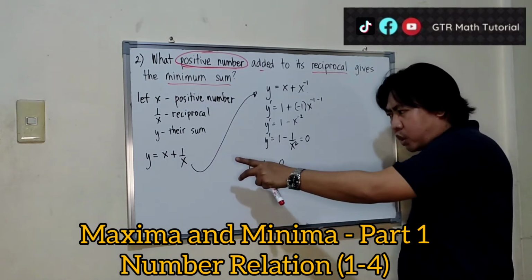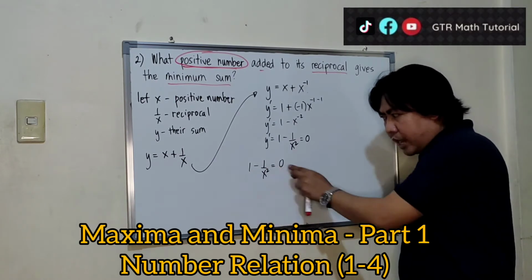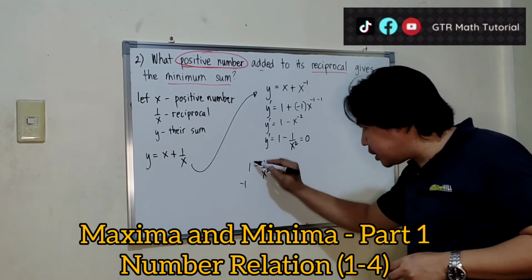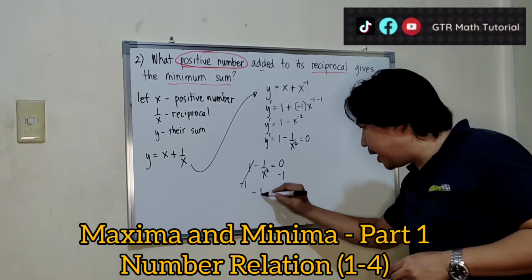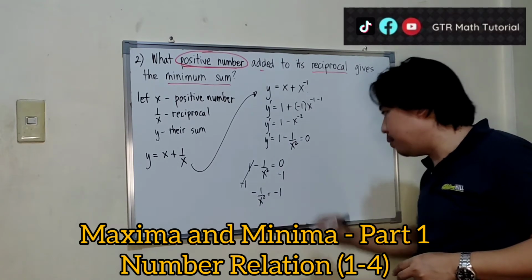Solve x squared. So put 1 to the other side by subtracting 1 from both sides. So this will be cancelled out. So we have negative 1 over x squared equals 0 minus 1, which is negative 1.